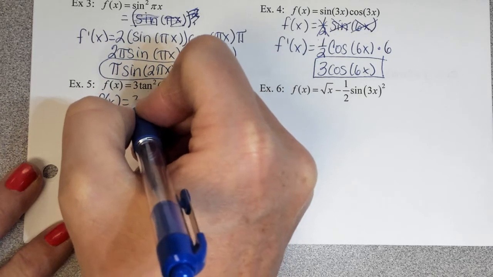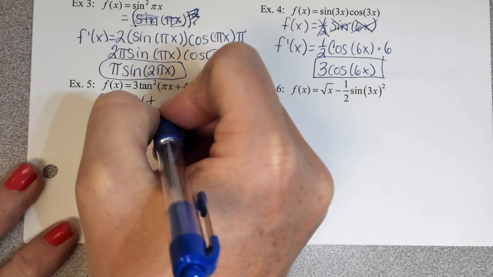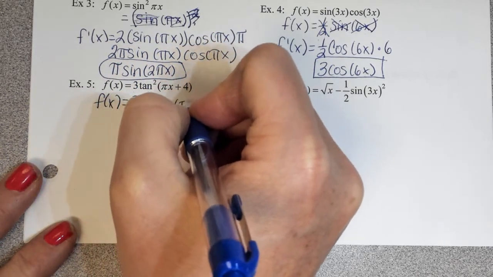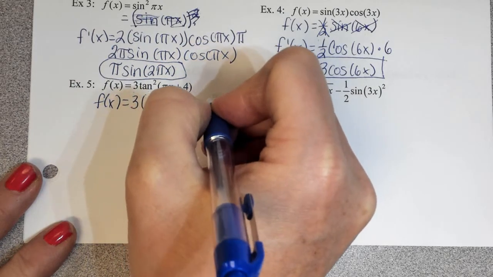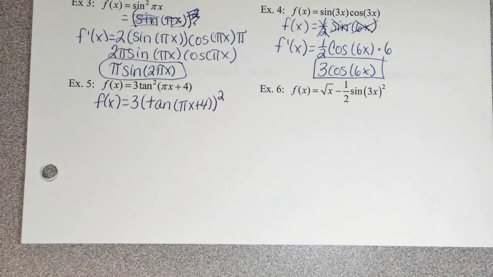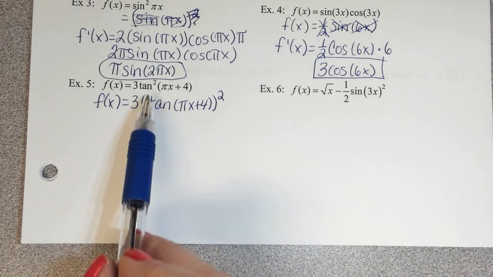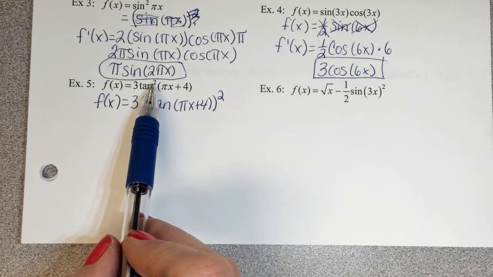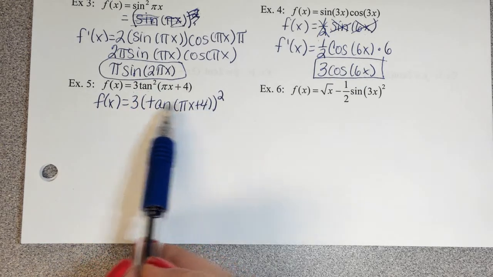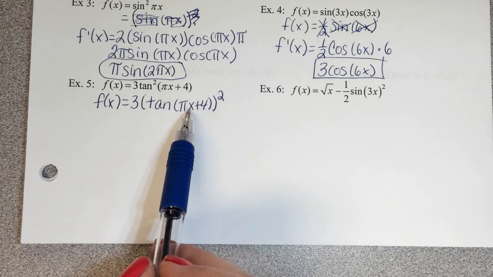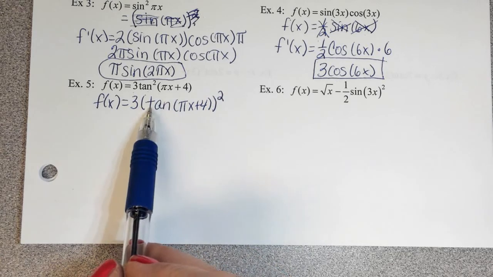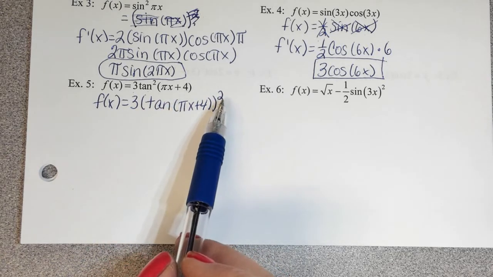This would be rewritten as 3 parentheses tangent of pi x plus 4 squared. Do you understand how this would be the same thing? When I have that squared right there, it means that all of this stuff is getting squared. Not just the angle, but the tangent of the angle is getting squared.